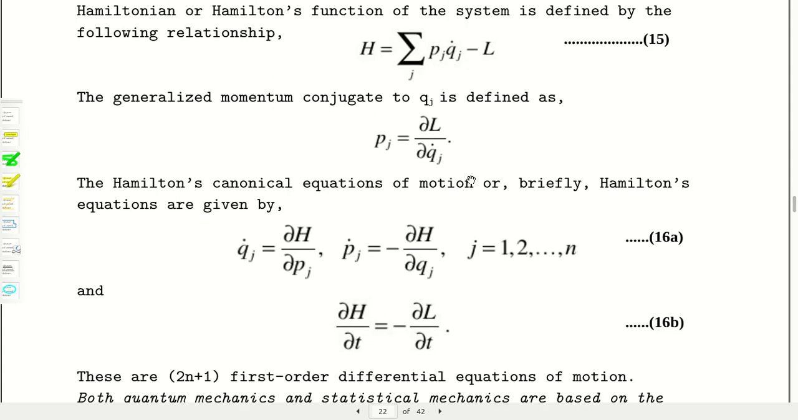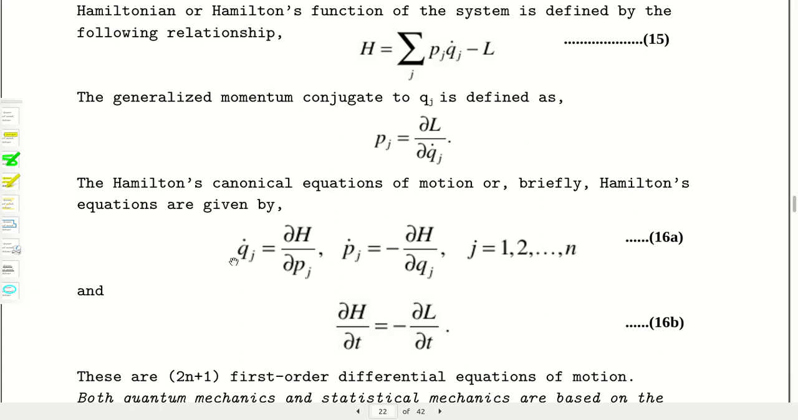Most generally we know the canonical equations of motion as the Hamiltonian equations of motion. Those are qj dot is equal to del H del pj, and pj dot is equal to minus del H del qj, and there is another, del H del t is equal to minus del L del t. So there are 2n plus 1 first order differential equations, and these equations are known as canonical equations or the Hamiltonian equations of motion.